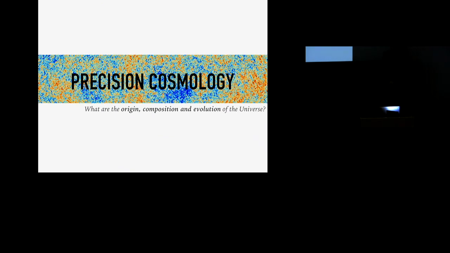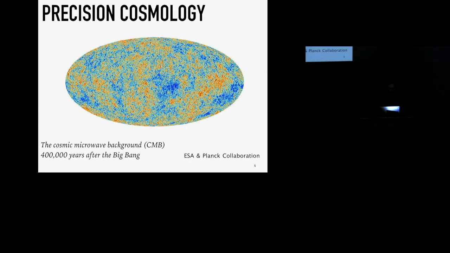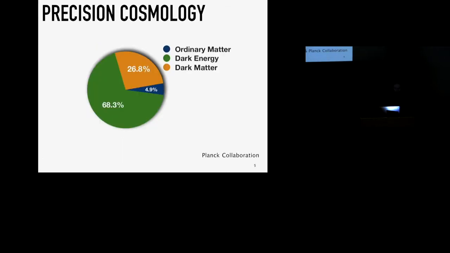Okay, so precision cosmology is, of course, the study of the origin, composition, and evolution of the universe. And one of the main probes that we have of the cosmological model is the cosmic microwave background, which is depicted here in this map from the Planck collaboration. And here we see the temperature fluctuations that were present in the primordial plasma that was the universe 400,000 years after the Big Bang. From this picture, we've learned a lot because the patterns encoded in this map have told us that the universe is made of ordinary matter, only it's 5% approximately.